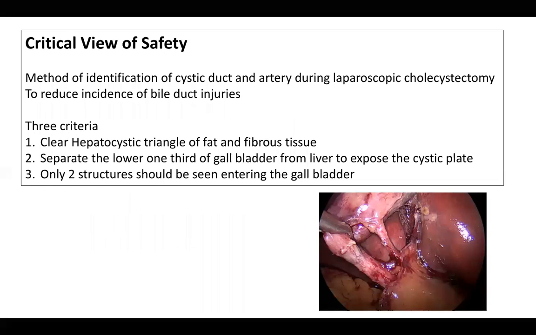The critical view of safety, if somebody asks you, is a method of identification of cystic duct and artery during laparoscopic cholecystectomy with an idea to reduce the incidence of bile duct injuries. There are three criteria. Clear the hepatocystic triangle of fat and fibrous tissue. Separate the lower one third of the gallbladder from the liver to expose the cystic plate, and two and only two structures should be seen entering the gallbladder. All three criteria have to be met to have a proper critical view of safety.